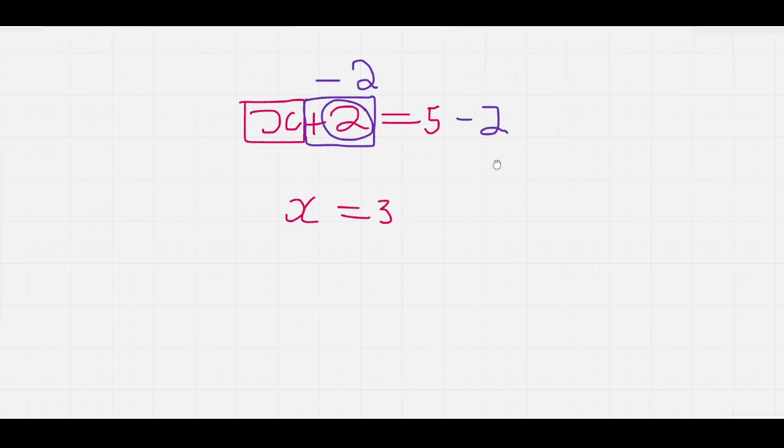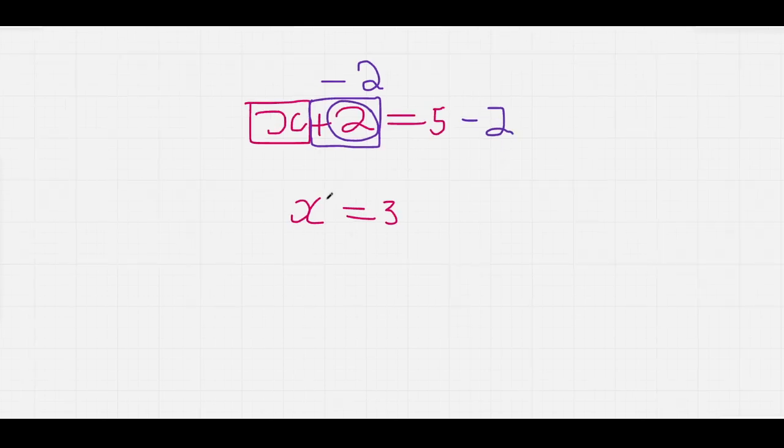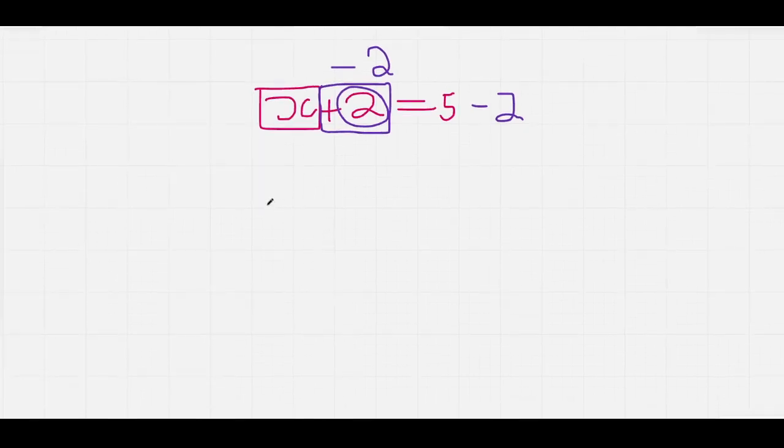Now you might be wondering, well, why can't we just skip all of that and simply just take it over the other side? It's a lot easier, it's a lot quicker. Well, what happens if I get something that looks like this?